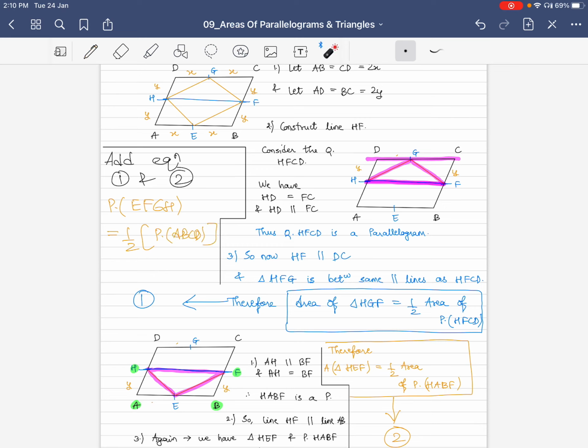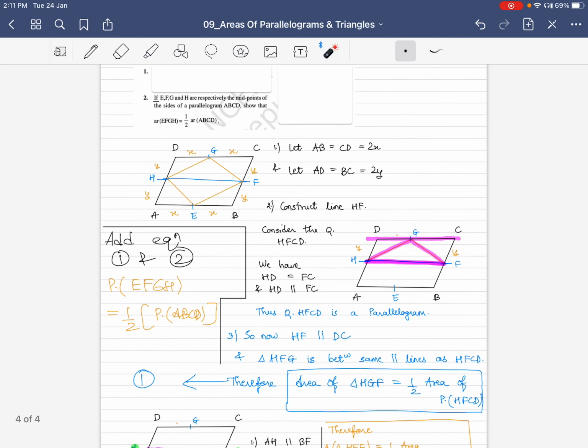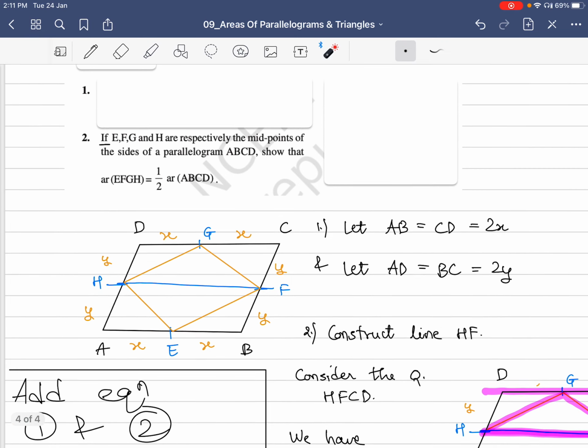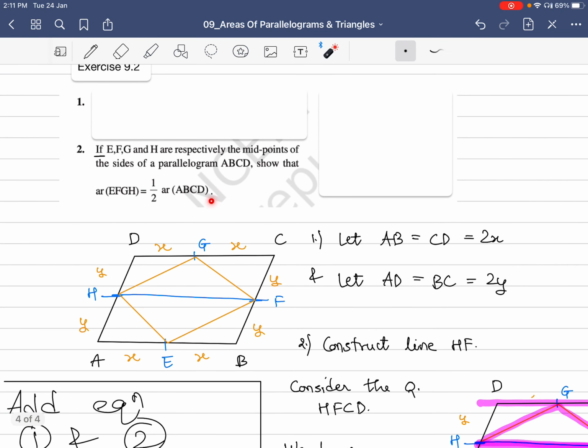Okay, half remains. Don't confuse, half plus half will not be equal to 1. Half is the common factor, and we add these two parallelograms. Adding these two small parallelograms will give us the big parallelogram ABCD. So thus we have proven that parallelogram EFGH will be half of parallelogram ABCD, which is exactly what the question had asked us to prove.